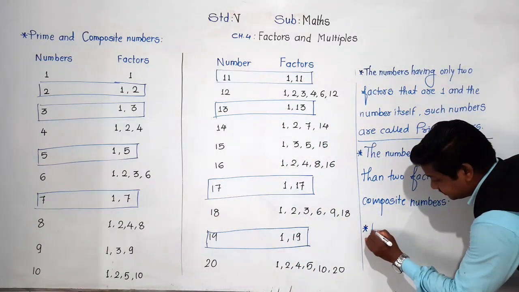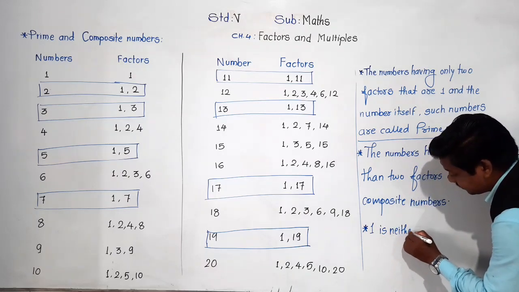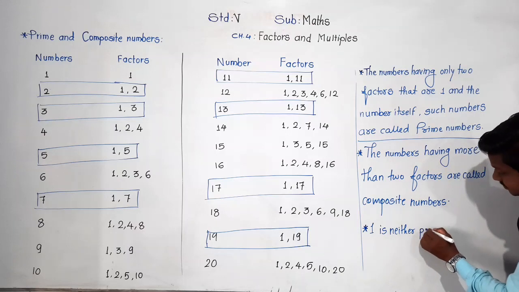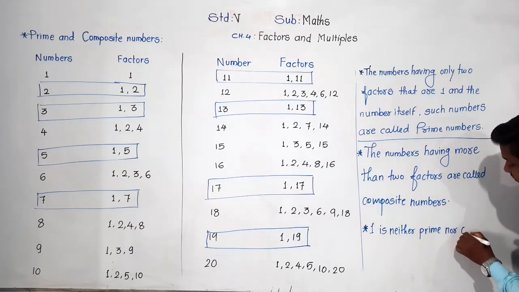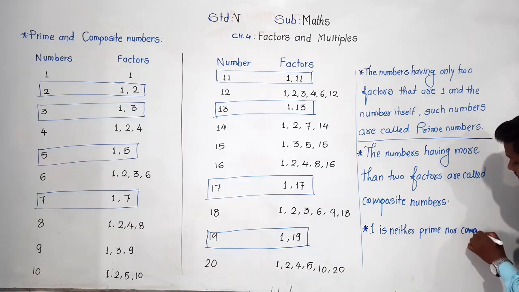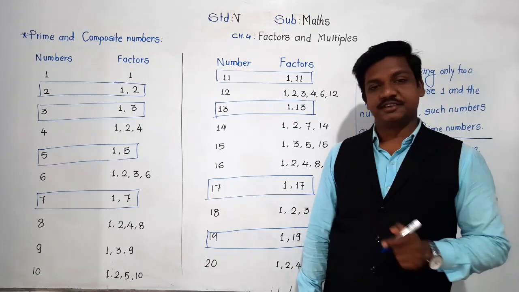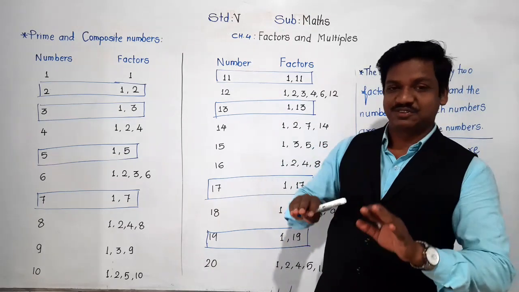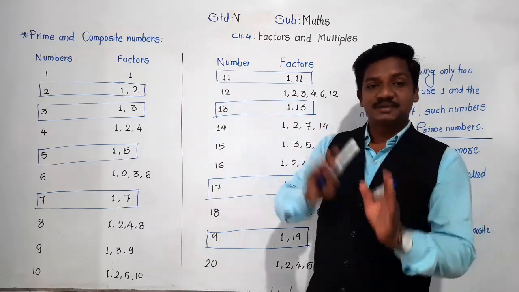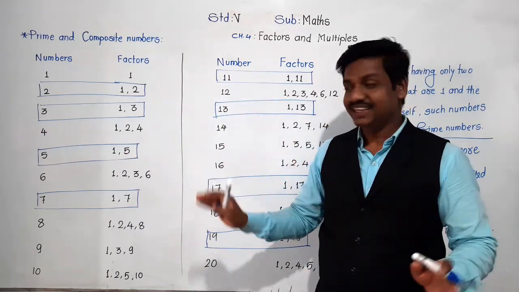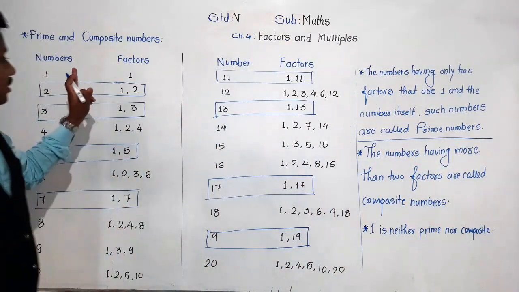1 is neither prime nor composite. It has only one factor, that is, itself, 1 itself. So it is neither prime nor composite. Okay. So also you will come to know that.